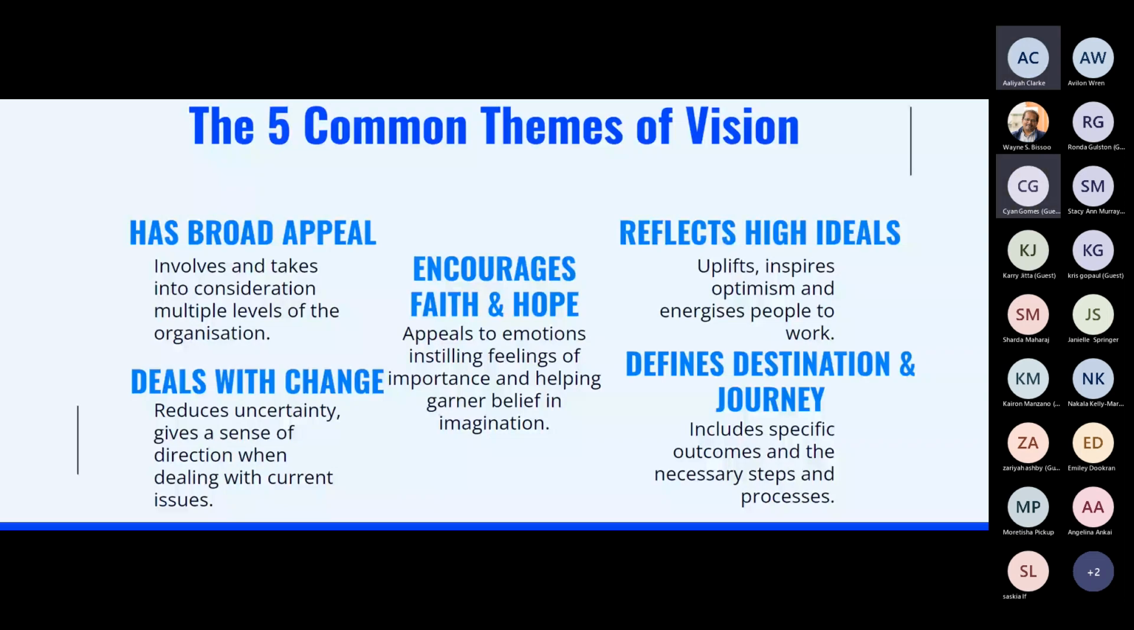And the final theme of visions is that they define both the organization's destination and the journey. Visions and long-term plans for the future often include specific outcomes that the organization wants to achieve. And this will be incorporating the underlying values and the necessary steps that will help the organization to get there. A good vision includes both the desired future outcomes and the underlying values that set the rules for achieving them.